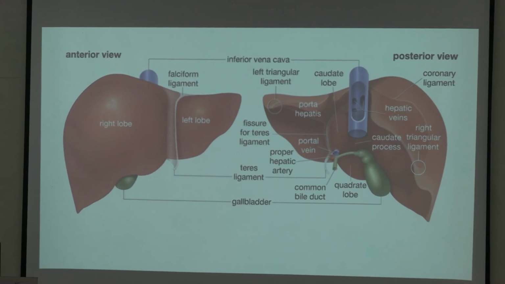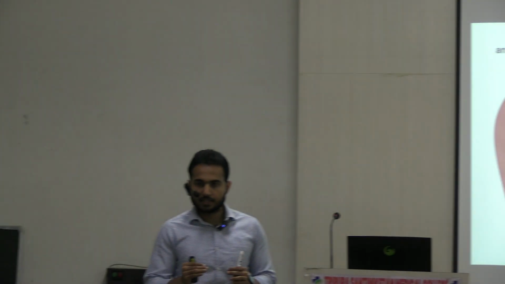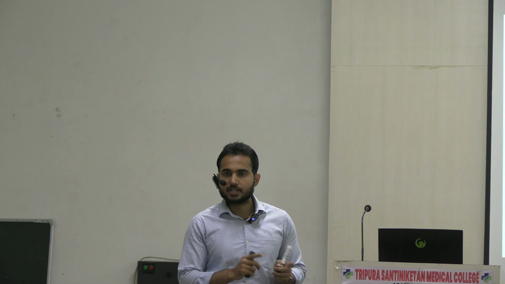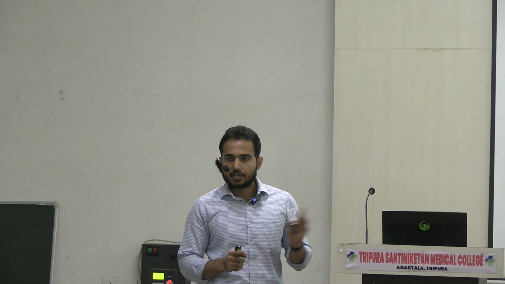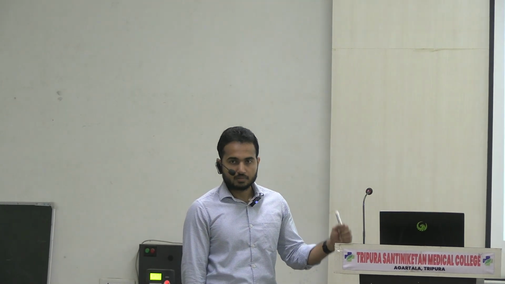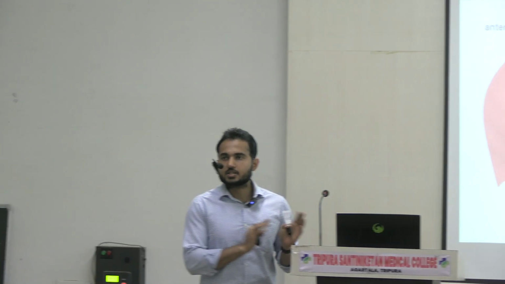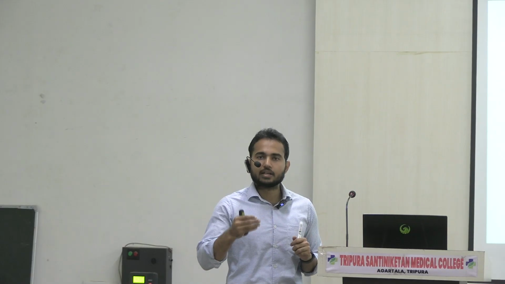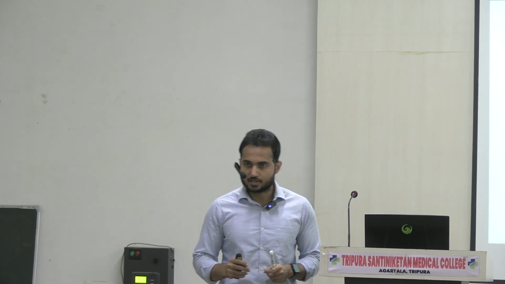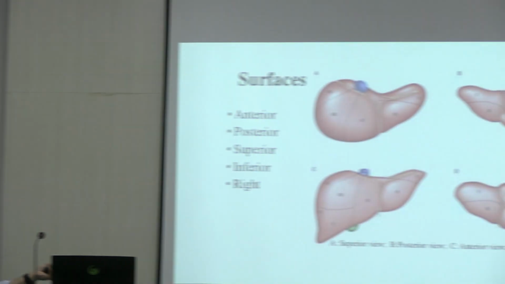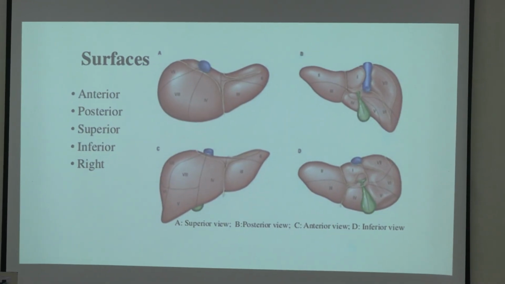So some parts are seen, not entirely. Some parts of the extrahepatic biliary system can be seen in this particular view, mainly in the inferior surface. So we are not going to discuss the surfaces and all. This is just to show you where the extrahepatic biliary system starts. Next, about the surfaces, you have already studied, right?